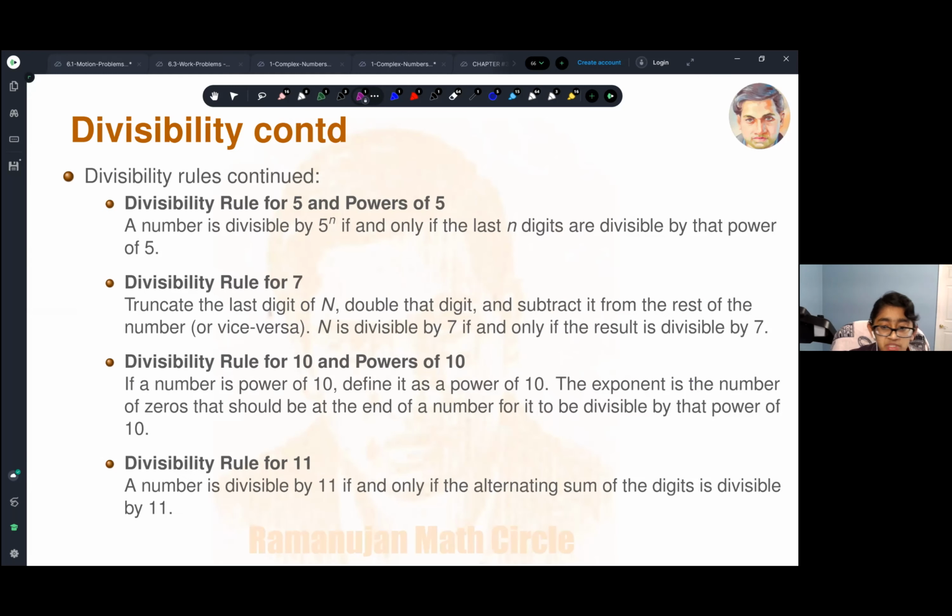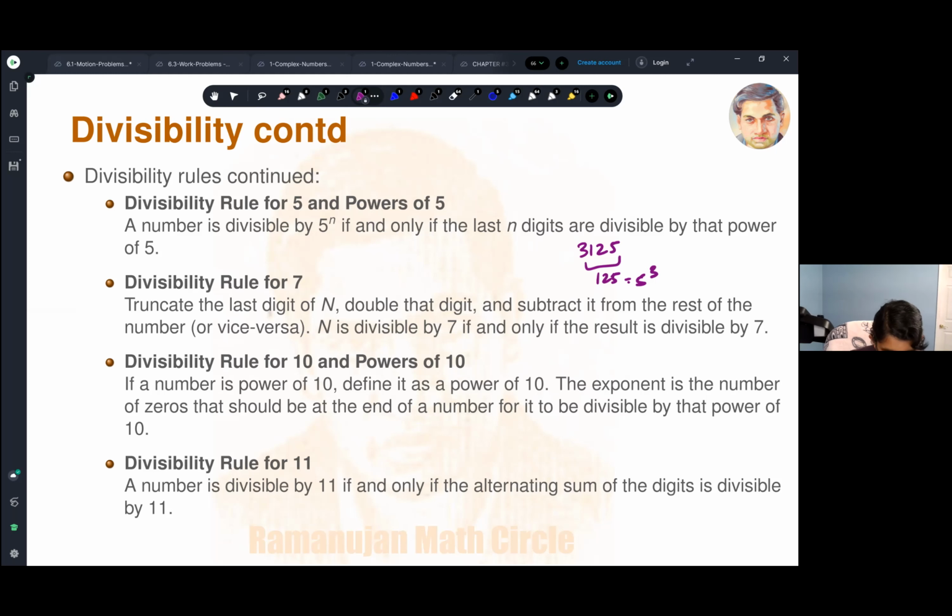Okay, now we're coming to some familiar ground, which is the divisibility rule for 5 or powers of 5. A number is divisible by 5 to the power n if and only if its last n digits are divisible by that power of 5. So this is very similar to our divisibility rule for 2. It's basically a parallel. So for example, if we had 3, 1, 2, 5, we know this is divisible by 125 because the last 3 digits are divisible by 5 to the power 3. So things like that.